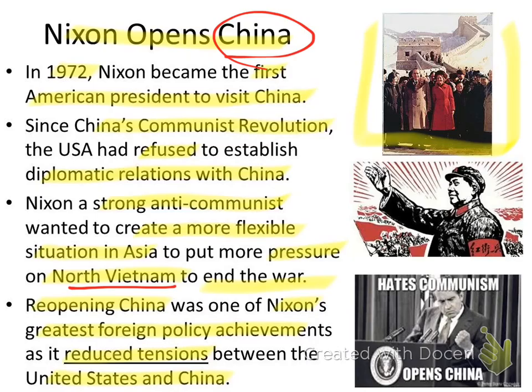Why? Well, everybody knew that Nixon hated communism because of his days as a congressman and his days as a VP. And so he could then go to China without fear of someone saying, well, you're just doing it because you're a commie. Well, everybody knew that he was not one.